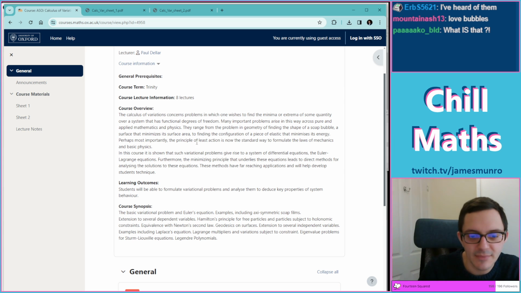Right. Give rise to a system of differential equations. Brilliant. Called the Euler-Lagrange equations. Direct methods for analysing solutions. Good.